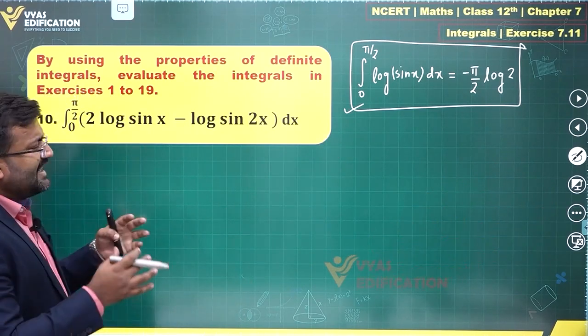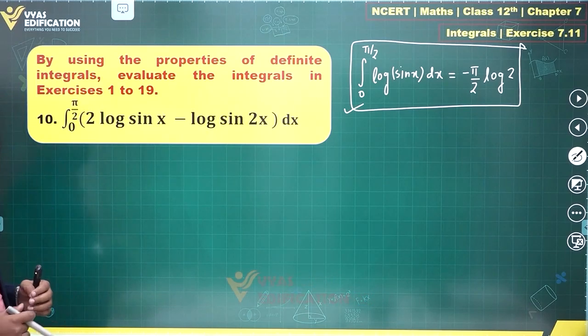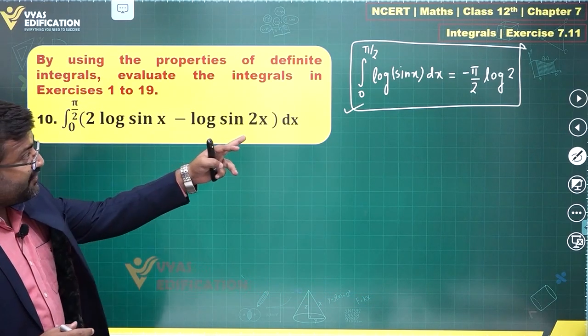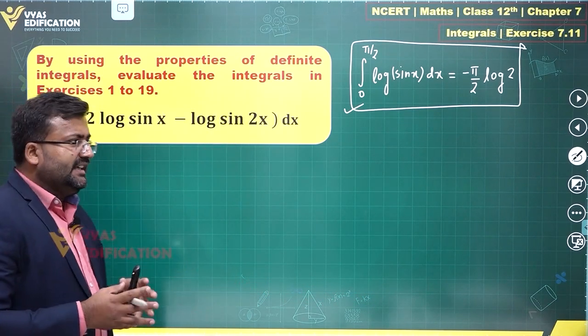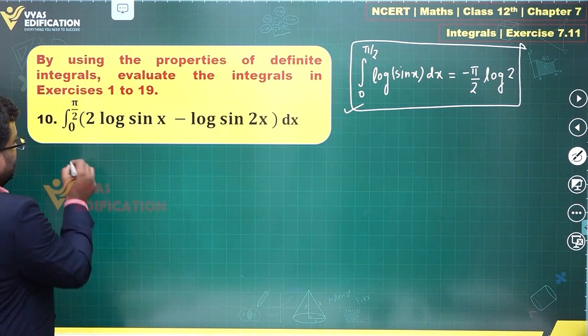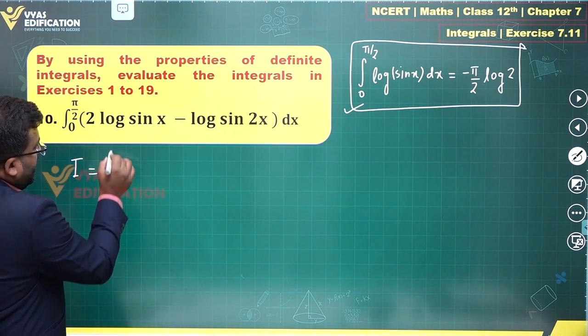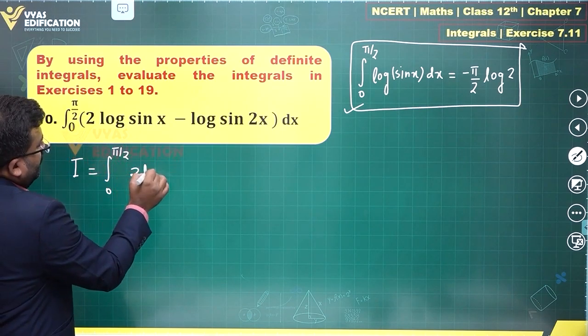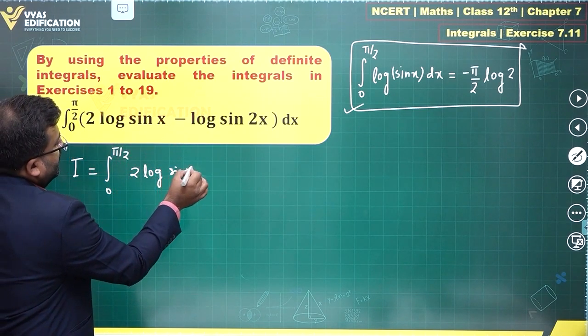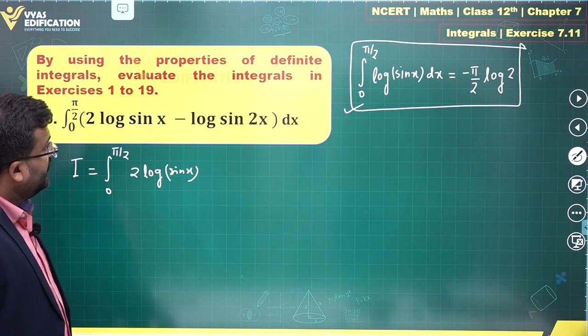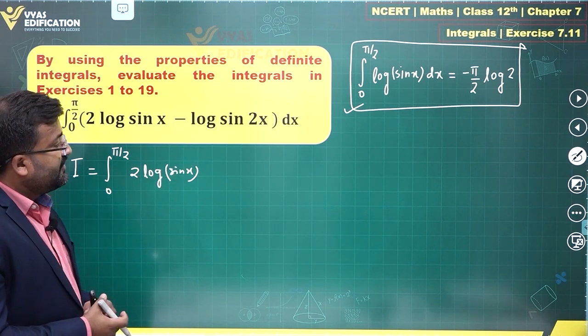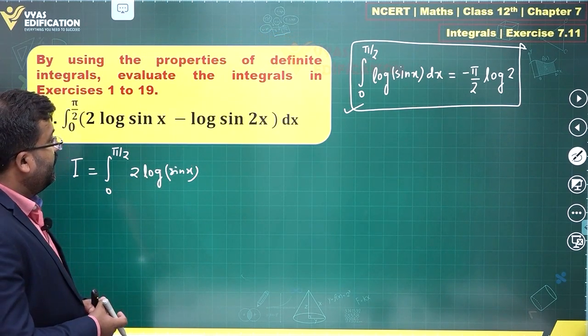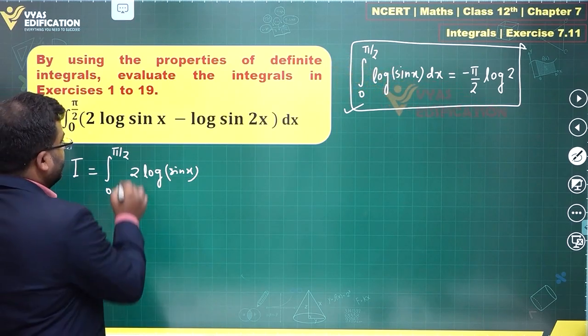What about this one? I'll explain this question and let's see the important thing. Will we need that formula? Frankly speaking, we will not. But how will we attempt this one? Let's take a look. This integral is from 0 to pi by 2 of 2 log sin x, and what is this? This is minus log of sin 2x. How will we handle this? Let's take a look at this.